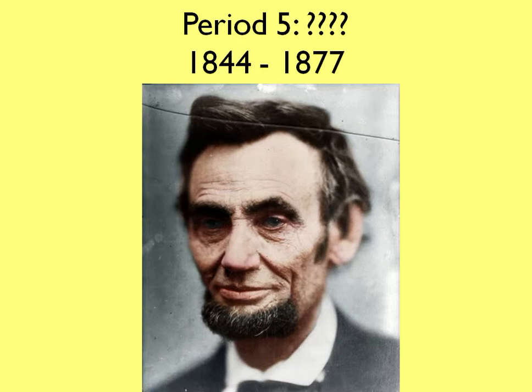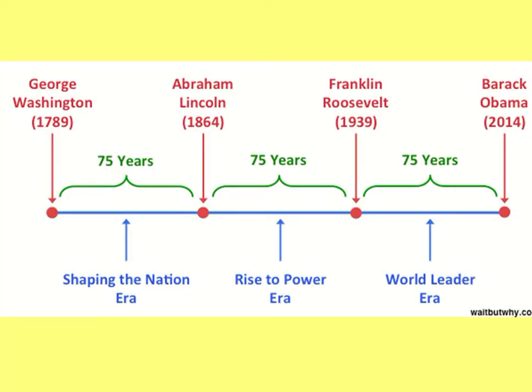Now, in terms of periods, we can look at the United States in a different way of periodization, and we're going to break it down into 3 periods here. From George Washington to Abraham Lincoln, 75 years. Lincoln to Franklin Roosevelt, 75 years, and Roosevelt to Barack Obama, 75 years. And we see the 3 names there: shaping the nation, rise to power, world leader.